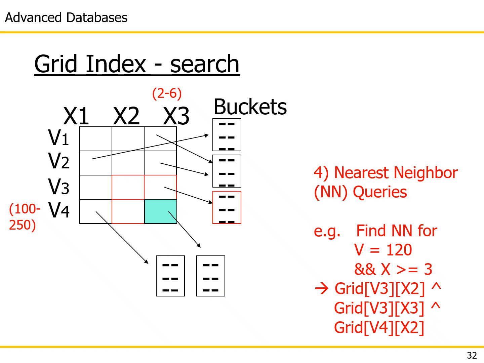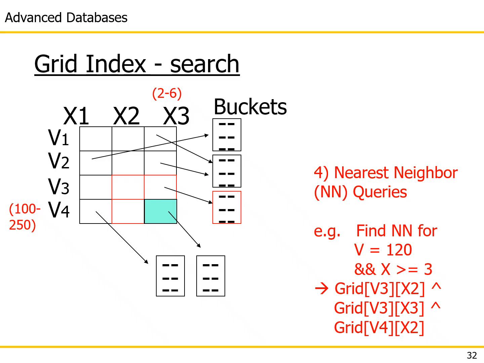But let's focus first on this notion of how you can actually get the nearest neighbor. Now, the query, if you think spatially, is going to be some kind of spatial query that tells me who is closer to me, given that my coordinates are v equal to 120 and x greater than or equal to 3. So you look up that location first. 120 is between 100 and 250, so it's the last row. X greater than or equal to 3 is going to be the last column, because the last column is for values between 2 and 6. So the intersection of the last row and the last column is the cell highlighted in cyan here.